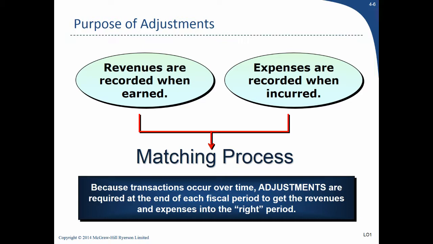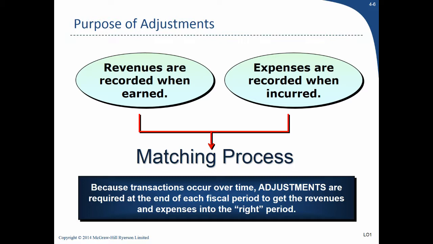Okay, so the reason we have to make adjustments goes back to the matching principle. And that's because we have to record the expenses in the period that the revenues were earned. Right? So if you need to pay your chefs to earn revenue in your restaurant, you have to record the expense of paying the chefs at the same time you earn the revenue from selling the food, right?